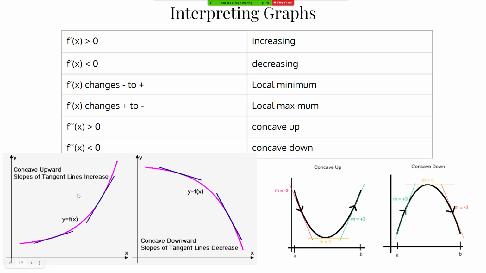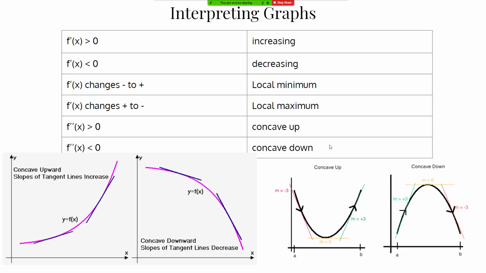And this is an example of what concave up looks like. You see the slope is always increasing. Concave down, you see the slope is decreasing. Concave up usually looks like a smiley face, and concave down usually looks like a frown, but it doesn't always have to look like that. But if you see that, that's a good tell.